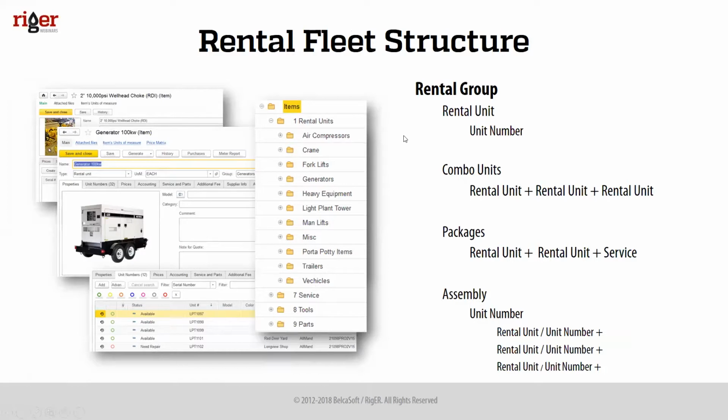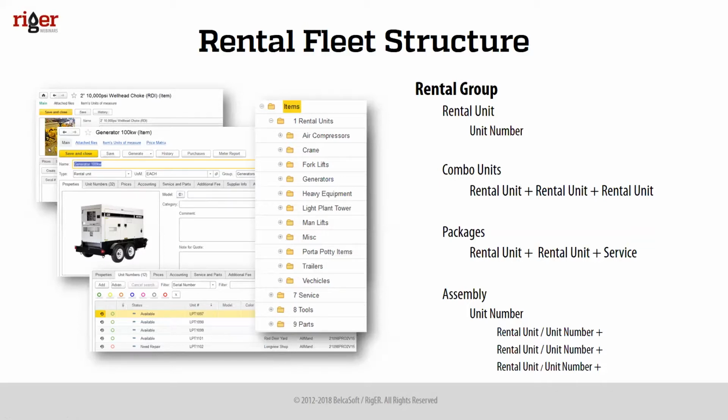So usually we have a rental group, and then we have a rental unit, and in the rental units we have unit numbers or serial numbers. Another combination will be a combo unit, where we have several rental units bolted together for a particular job. If you have several rental units bolted together for multiple jobs, we will use an assembly for that purpose. And sometimes some of our clients use packages, which will be a combination of rental units and services.